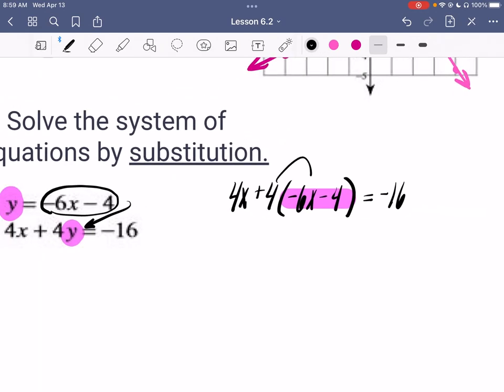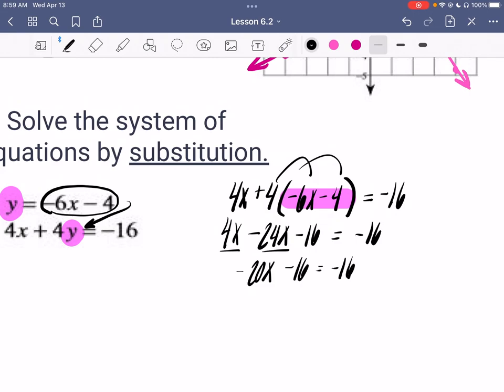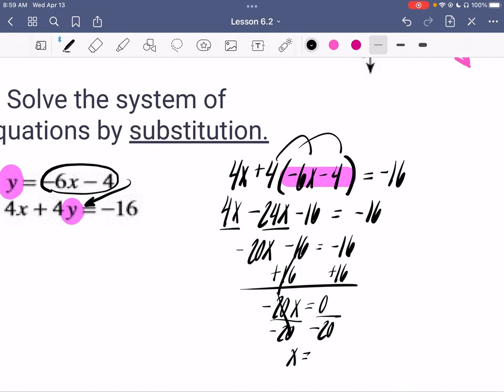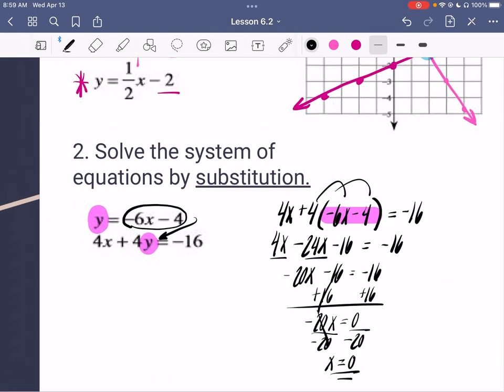So now we go ahead and solve for x. I'm going to distribute here and get -24x, -16. Okay, combine my x terms, so 4x minus 24x is -20x, minus 16 equals -16. I add the 16 to both sides. I get -20x equals 0, and then don't stop here. We still divide both sides by the -20. So x equals 0. That's our first variable.